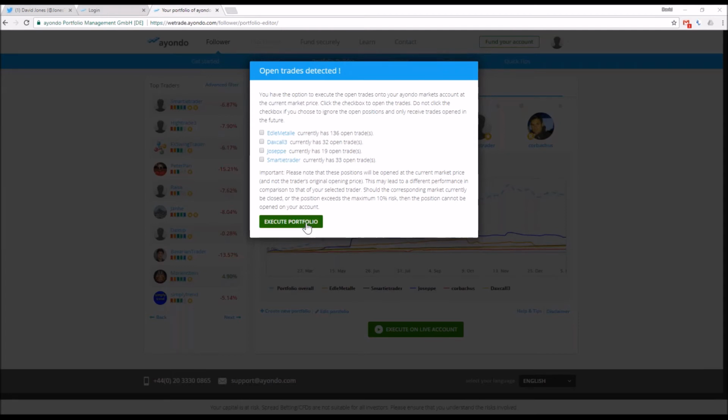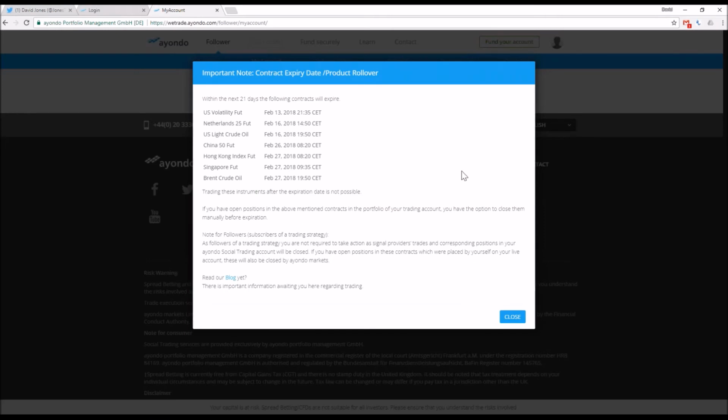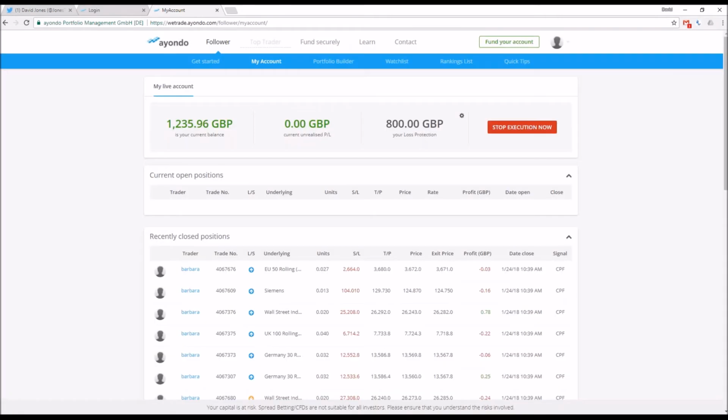So I click on execute portfolio. That's it. We are done. So there's some contract expiry stuff there. We can ignore that. So there it is. There's my account. Current open positions, I have got none, because I've just started following these 5 traders, and until someone does a trade, it's not going to happen on my account. So someone needs to place a trade. There's my account balance, there's my P&L, and that's it.